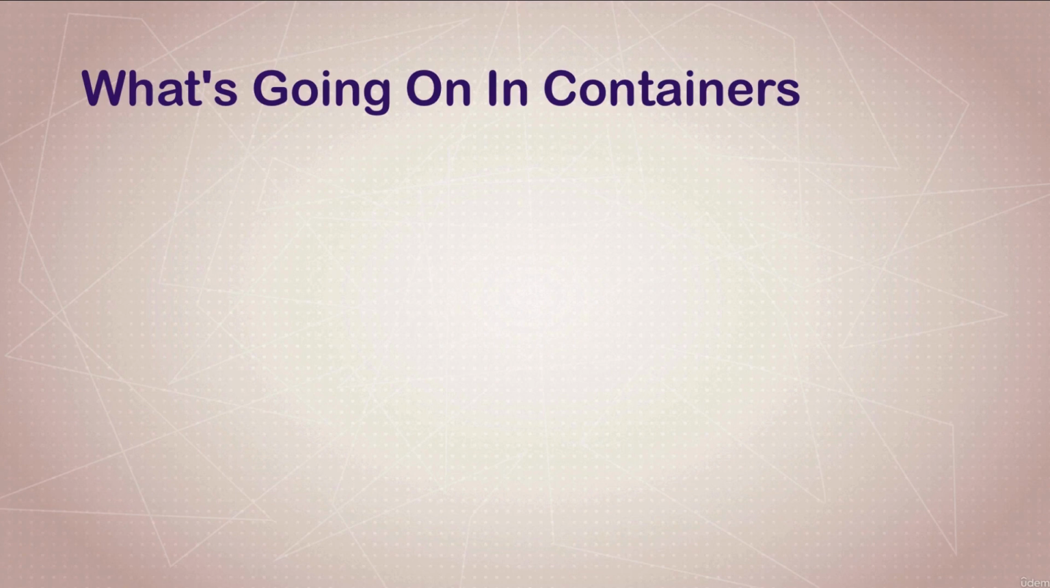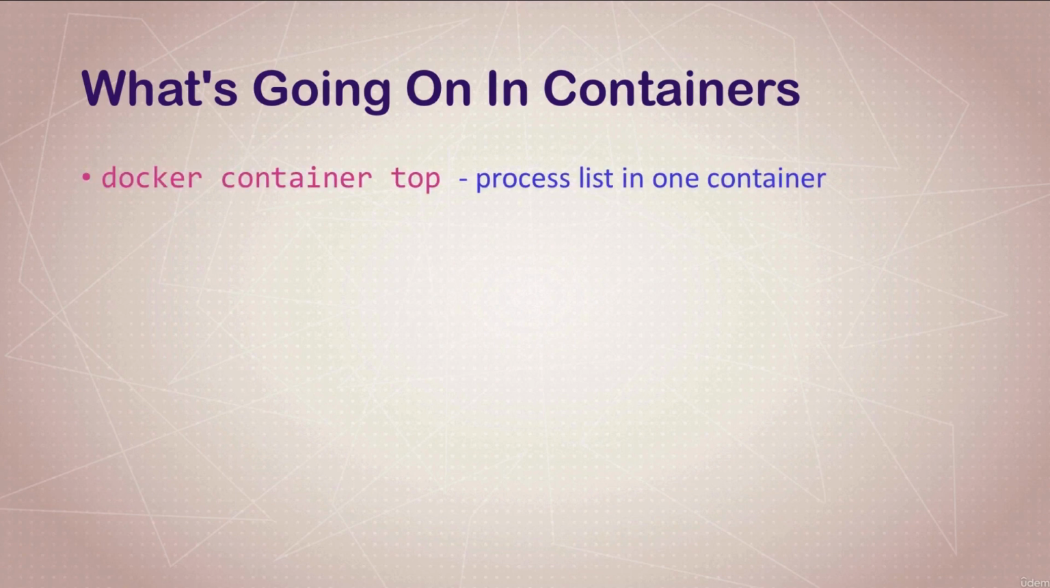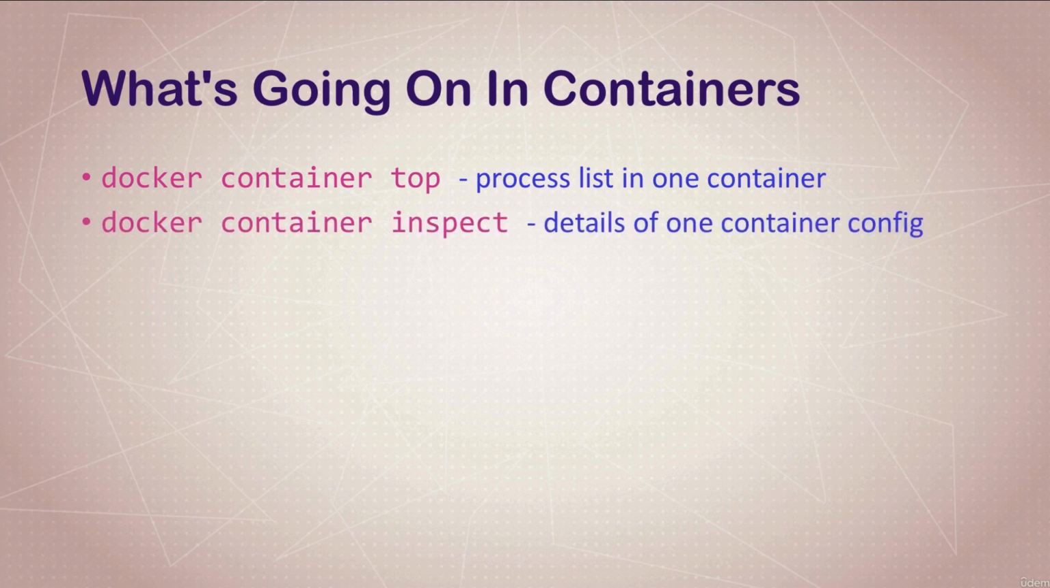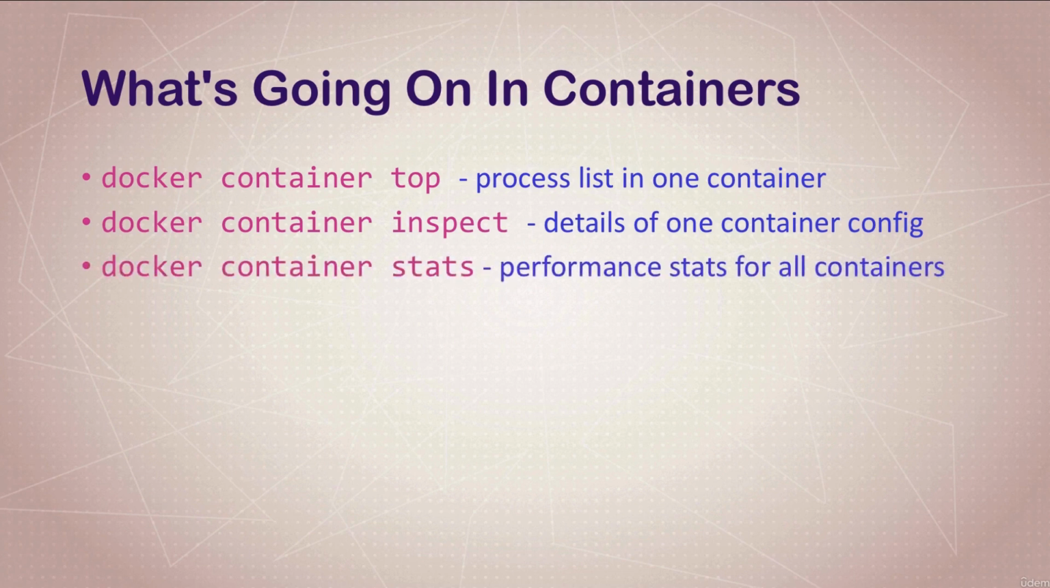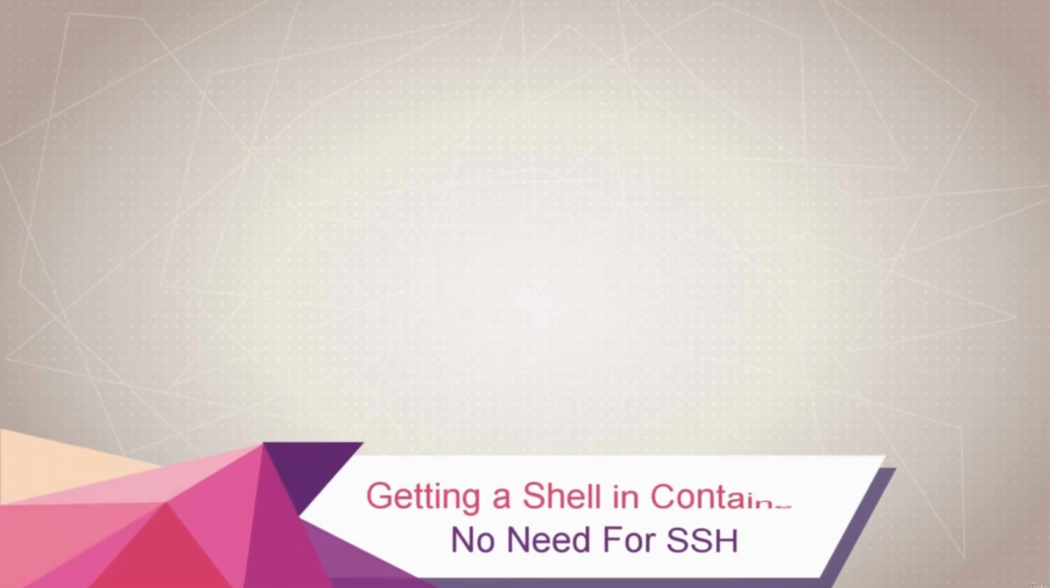Just to recap what we did in this lecture, we first used the docker container top command to list all the processes running in a single container. Then we got into container inspect, where we can see how the container was run, what was run with it, and what the environment and options were when it started. And then container stats, which is a live updating way to see all containers and what resources they're taking up as they're running.